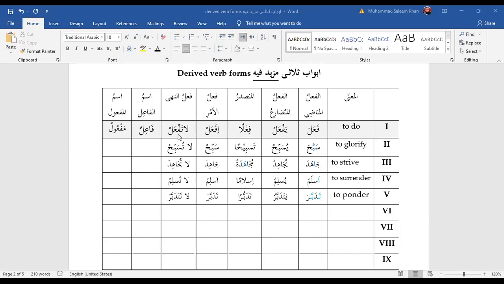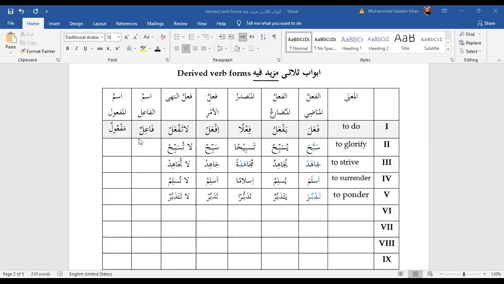We have also learned how to make ism al-fa'il, and inshallah today we are going to learn how to make ism al-maf'ul. Al-fa'il means the doer and maf'ul is the object or the receiver of the action. So al-fa'il, we can say active, and al-maf'ul is passive, as we say in English. And that's the first one, the standard one.